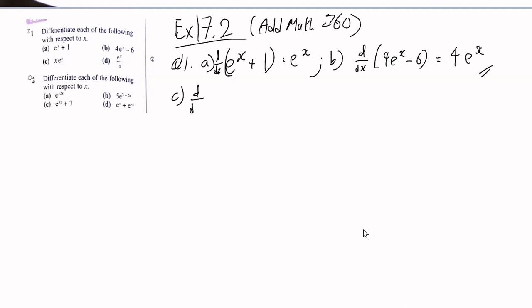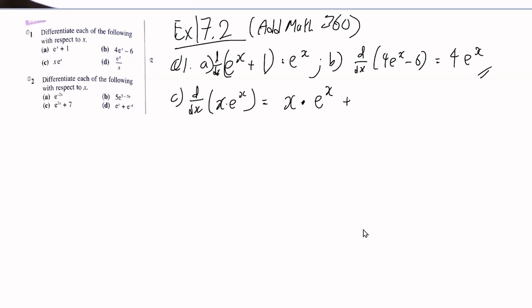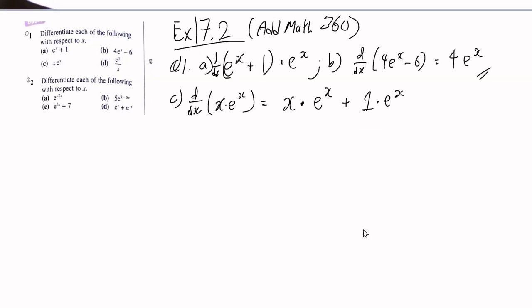Part c, d by dx of x times e power x. Multiplication going on. Product rule, right? So keep x, differentiate the other one, which is just e^x, plus e^x, plus 1 times e^x. Yes, correct. So this will be factor out e power x, x plus 1. Yes, very good. Part d, e power x over x.